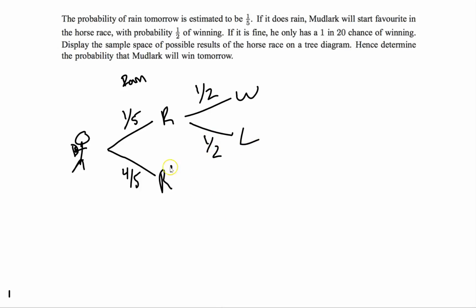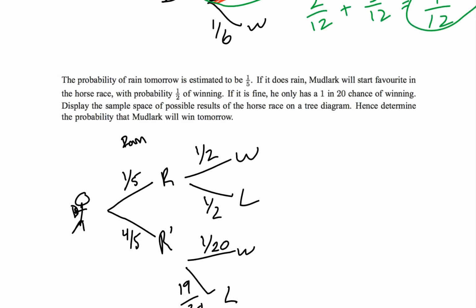If it does not rain, if it's fine tomorrow, he has a 1 in 20 chance of winning. That means he has a 19 out of 20 chance of losing, because again, these should always equal 1. Right, so that's our little tree diagram.